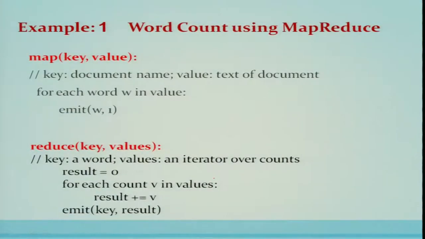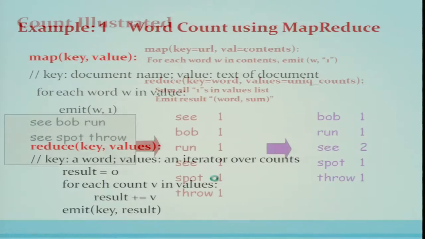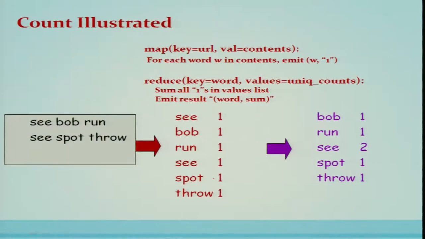Let us go ahead with a few examples. The first example is called word count. If a document is given and we are going to count the frequency of a particular word, that is called word count. And how this is done using a MapReduce program, let us explain through this illustrative example.